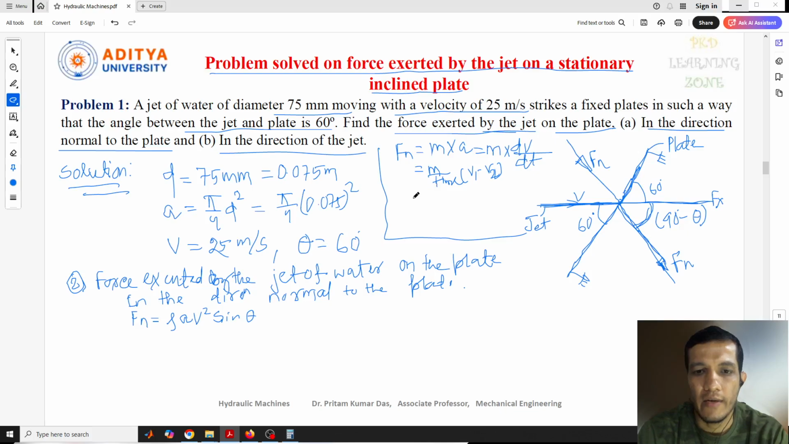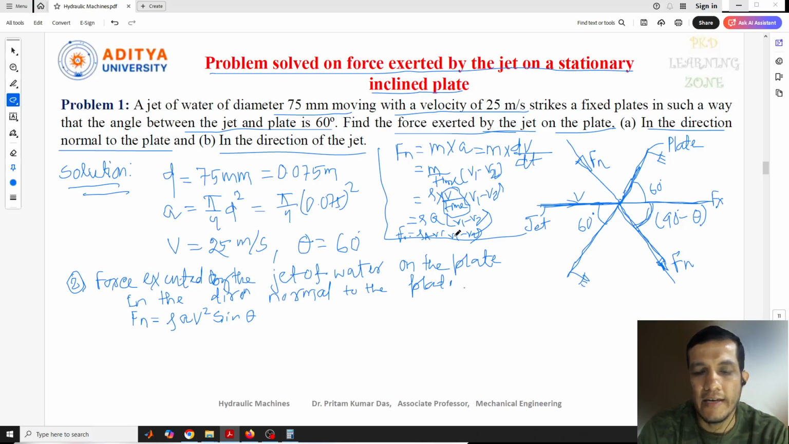So again, mass by time we can write, in place of mass we can write rho into volume, because we know the density equals mass by volume. So mass equals density into volume by time, and this is v1 minus v2. So volume by time is nothing but the discharge of the water, that is Q. So rho into Q, this is v1 minus v2. Again, in place of Q I can write rho A V. This is our Fn. So the same thing we got here, rho A V.